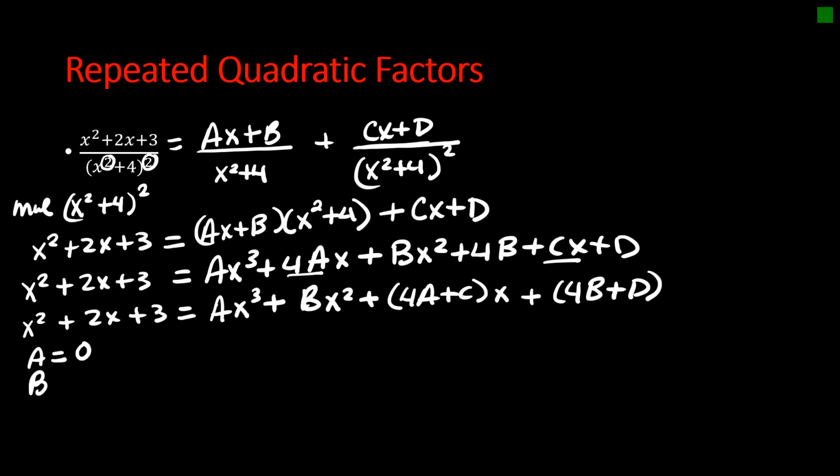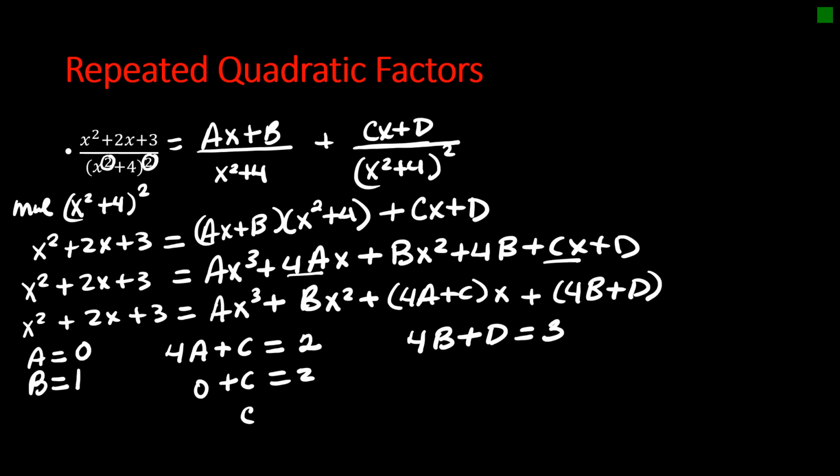Here we have B as the coefficient of x squared, and on our left-hand side we have 1. We have 4A plus C as the coefficient of x, and on the left-hand side we have 2. And we have 4B plus D as the constant on the right-hand side, and on the left-hand side we have 3. Knowing that A is 0, we have 0 plus C equals 2, so C is 2. Knowing B is 1, we have 4 times 1 is 4 plus D equals 3. So D is going to be negative 1.